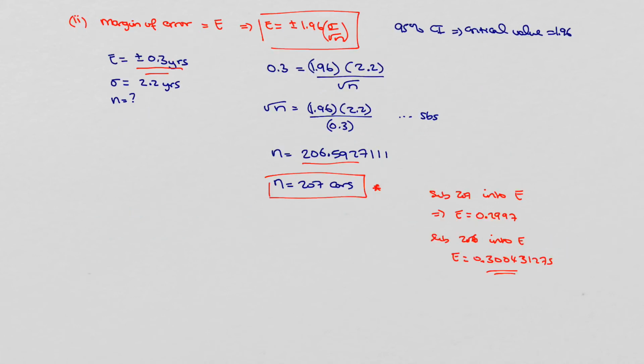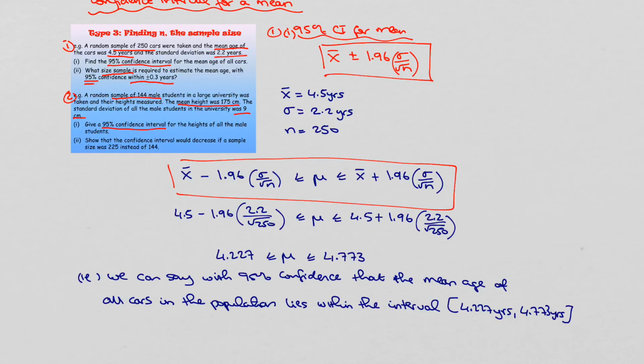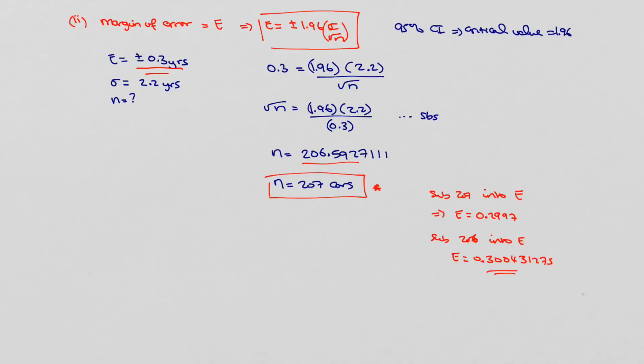Okay, so what happens next in part 2? It says, show that the confidence interval would decrease if the sample size was 225. So in other words, if we increase the sample size, the confidence interval is now going to decrease. Obviously the more samples we take, as we saw in the video, has a knock-on effect on the confidence interval. It narrows your interval range, so you're getting closer to the true value.